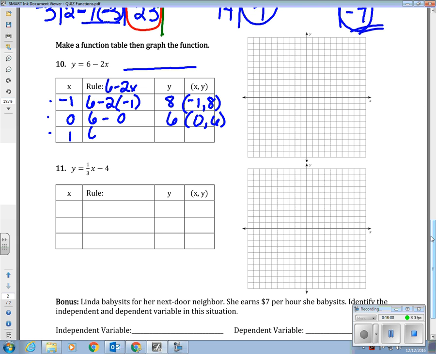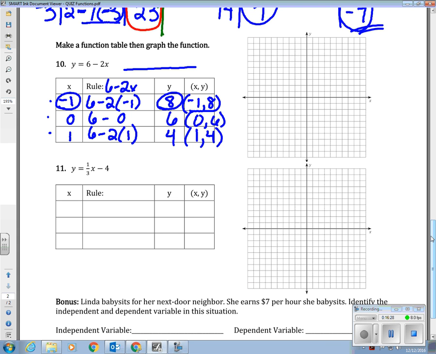My next one is 6 minus 2 times 1. That means 6 minus 2. And 6 minus 2 is 4. And then that's going to be 1 and 4. That's my ordered pair for that. So remember, you're just putting this number for your x value, this number for your y value to get your ordered pair right there. All right, now I have to plot it.